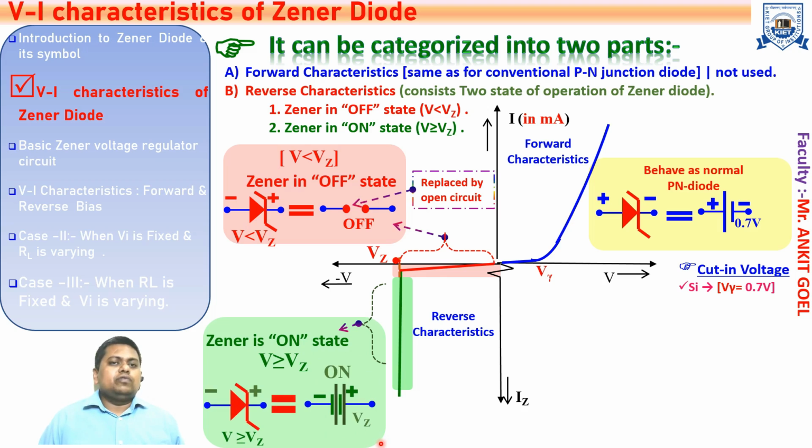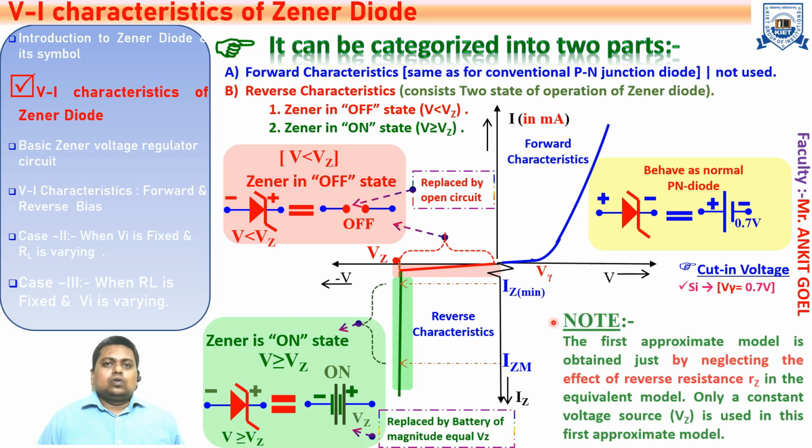of magnitude equal to VZ. This is the Zener voltage, or the specification of the Zener diode. Please note that we have ignored the effect of the Zener resistance, the internal resistance, to approximate this characteristic. So Izm minimum and Izm maximum show the range of the Zener current which can flow through the Zener diode. So the first approximate model is obtained just by neglecting the effect of the reverse resistance. As I told, in the equivalent model, only a constant voltage source is used in this first approximate model, right?